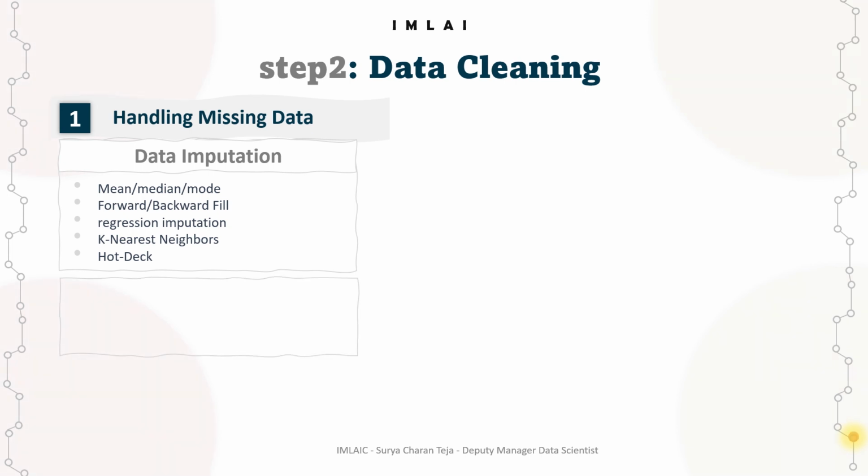Now let's look into the second way of handling missing data, that is deletion. Deleting means removing rows or columns with the missing values. That's what we call handling the missing data by deletion.